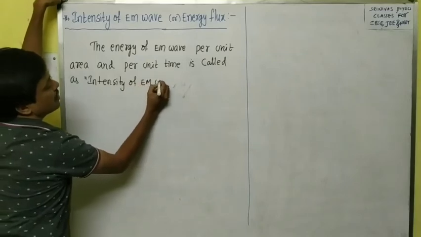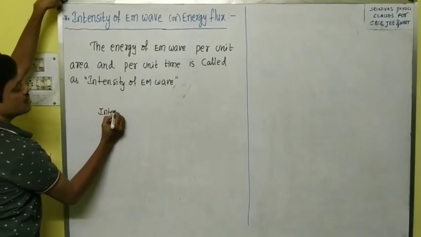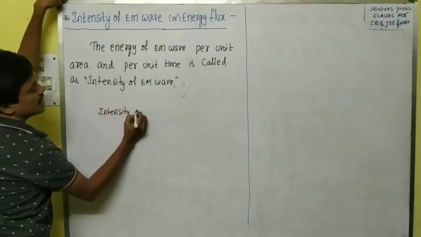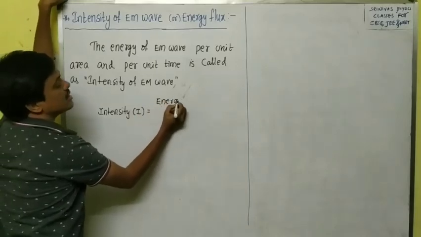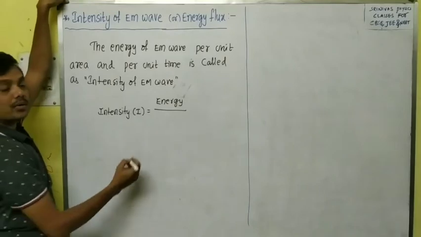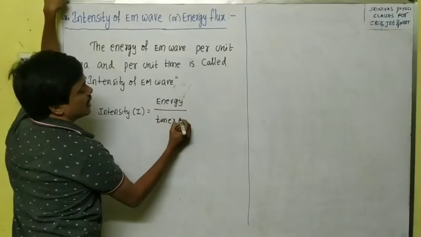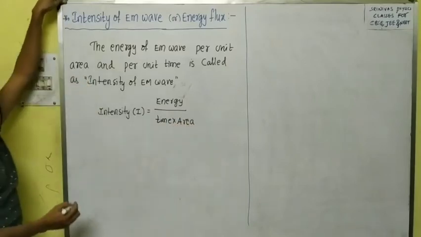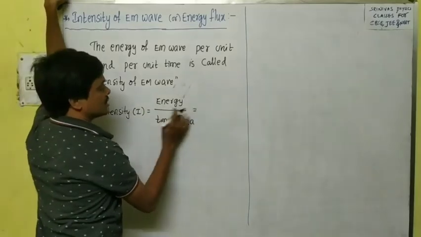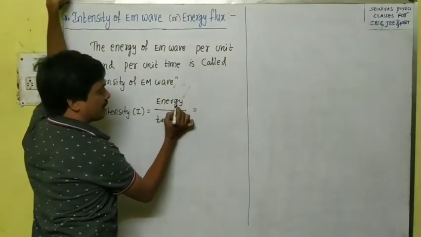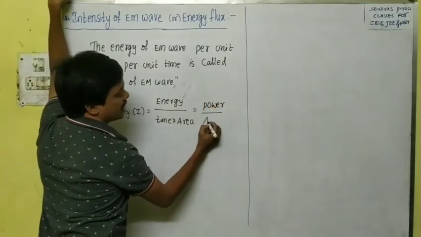What is intensity of EM wave or energy flux? Intensity of EM wave, we can consider intensity as I. This intensity is equal to energy of EM wave per unit time and per unit area. That means energy by time into area. Okay, this is the formula for the intensity. And this energy by time we also write as work. Energy equal to work by time. Work by time is the power. We write this as power by area also.